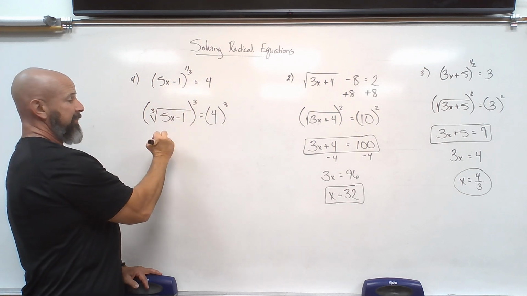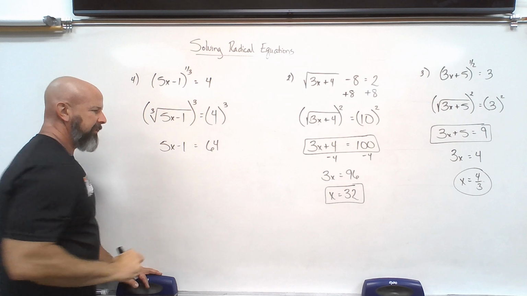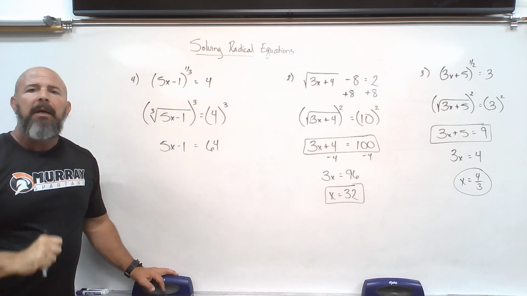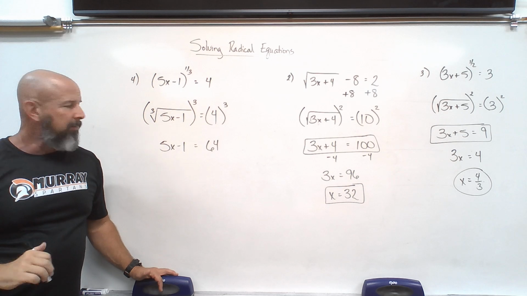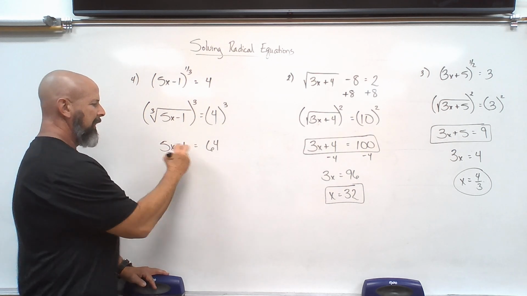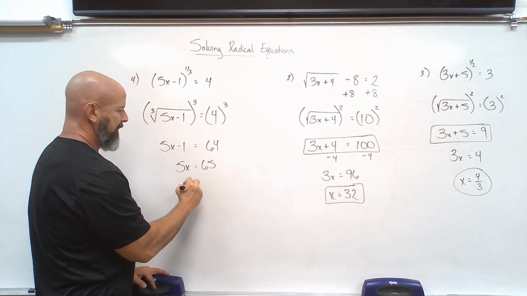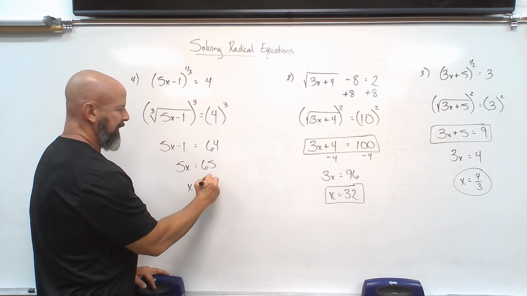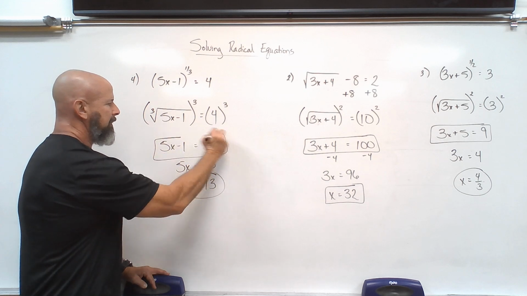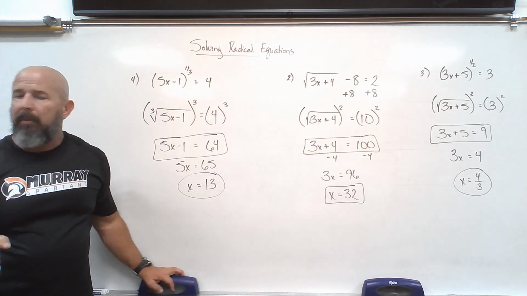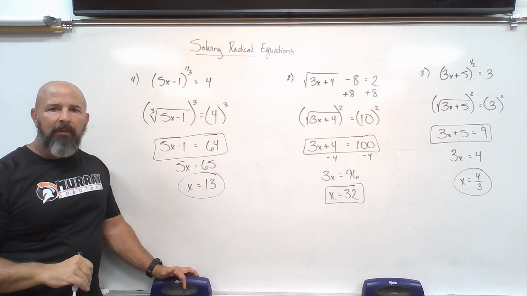So that would give me just the inside, 5x minus 1, and 4 cubed is 64. Again, now I'm back to an equation that looks a little bit more familiar to me to solve. Add 1, 5x is 65. Divide by 5, we get 13. So again, back to something familiar. I just needed the cube instead of square because I had a cube root instead of a square root.